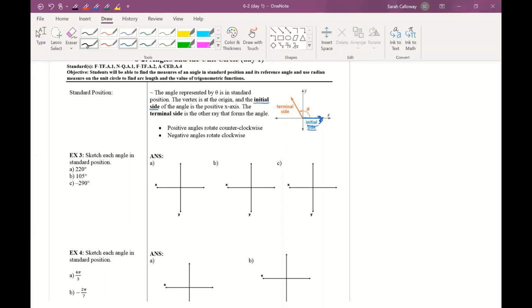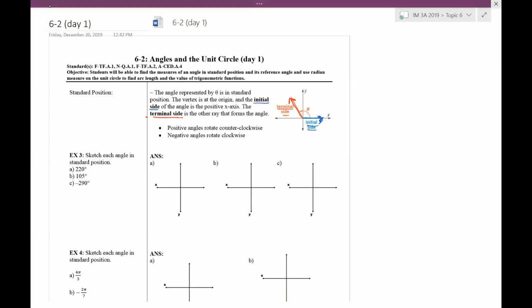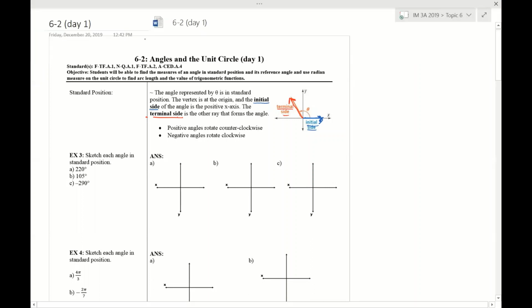So the terminal side is the end of the angle. On this one, the terminal side is in the second quadrant. So our terminal side is here. It's the other ray that forms the angle. What's new compared to what you've seen in other math classes is that now we can have positive angles and negative angles. A positive angle rotates counterclockwise. From the initial side, it goes up from the x-axis, and that creates the positive angle.